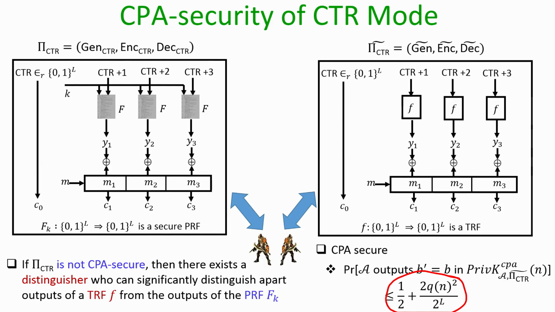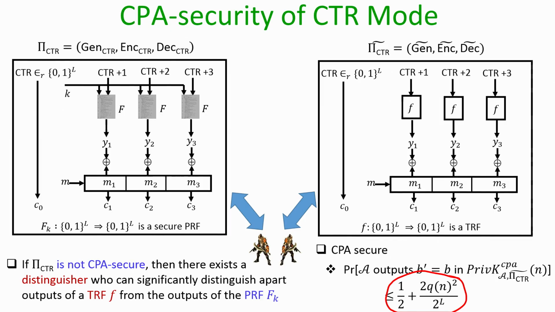Once we do this, later on we will show that if the actual counter mode of operation were not CPA secure, then it means that there exists a distinguisher who can distinguish the behavior of the keyed pseudo random function from the behavior of a truly random function, which will be a contradiction to the assumption that the keyed function is a pseudo random function. So, that is the overall idea of the proof.